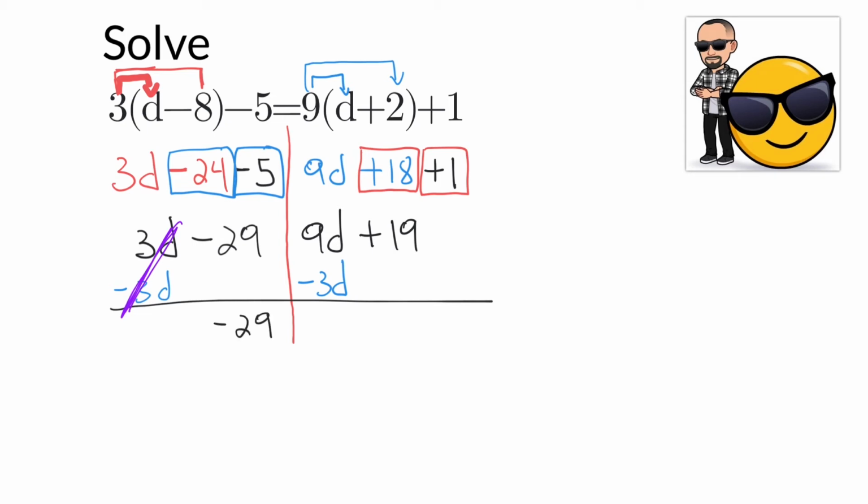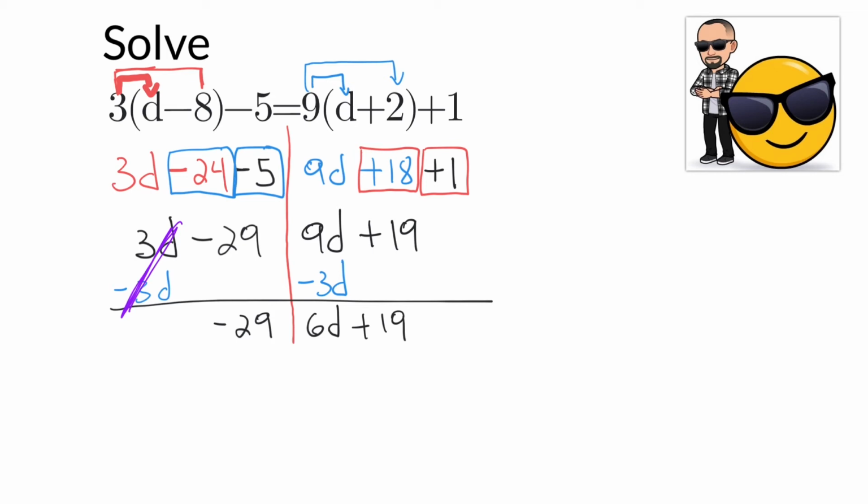The other side, on the right side, the 9d minus 3d, that's going to be 6d. So you put a 6d. And then you guys bring down the plus 19. So that's the big idea number 1. You want to simplify both sides of the equation.